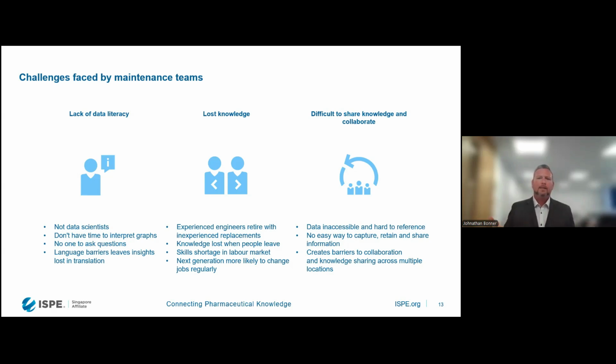But how do they collaborate? How do they share knowledge between each other? Often we find these organizational silos in place, where there isn't collaboration, there isn't best practice sharing between them. And this is where generative AI comes in.